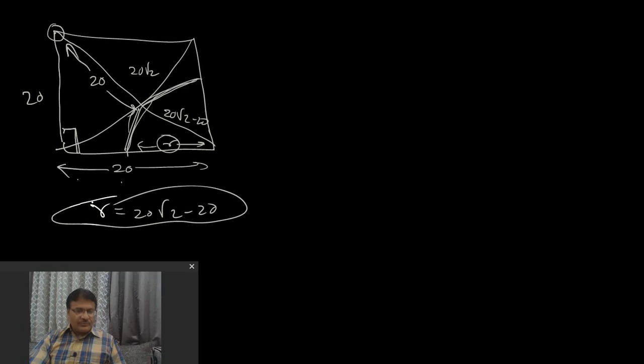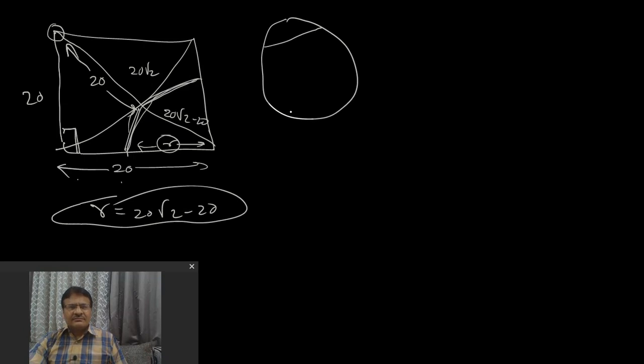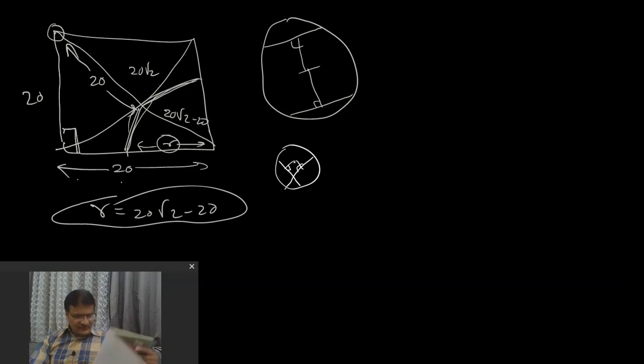Now, next point. First of all, do remember that equal chords are equidistant from the center. Suppose these are two equal chords. So the distance from center would always be equal. Whether they are parallel or not, that doesn't matter. Suppose one chord is this, one chord is this. If they are equal in length, then the perpendicular distance from the center would be equal. So I would like to take one problem based on this concept.